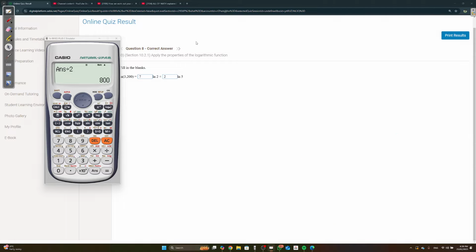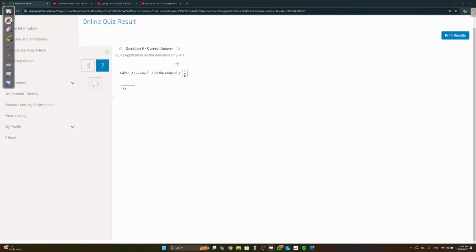Okay. Question 9. Given f of x is ln x to the power 7. What is f prime of 1 over 8? How do you derive ln? I told you the derivative of ln is u prime over u. So x to the power of 7. What's the derivative of x to the power of 7? It's 7x to the power of 6 over u. What is u itself? u is just x to the power of 7.